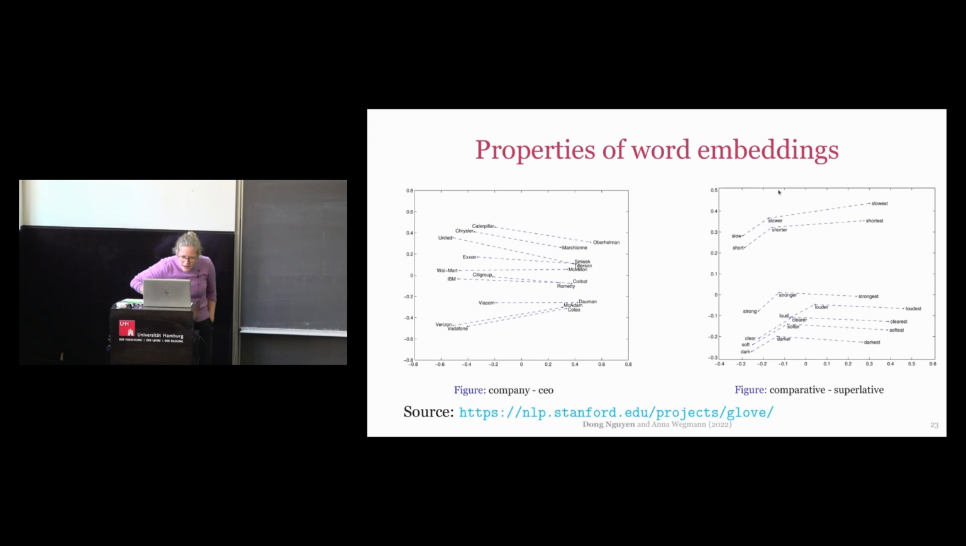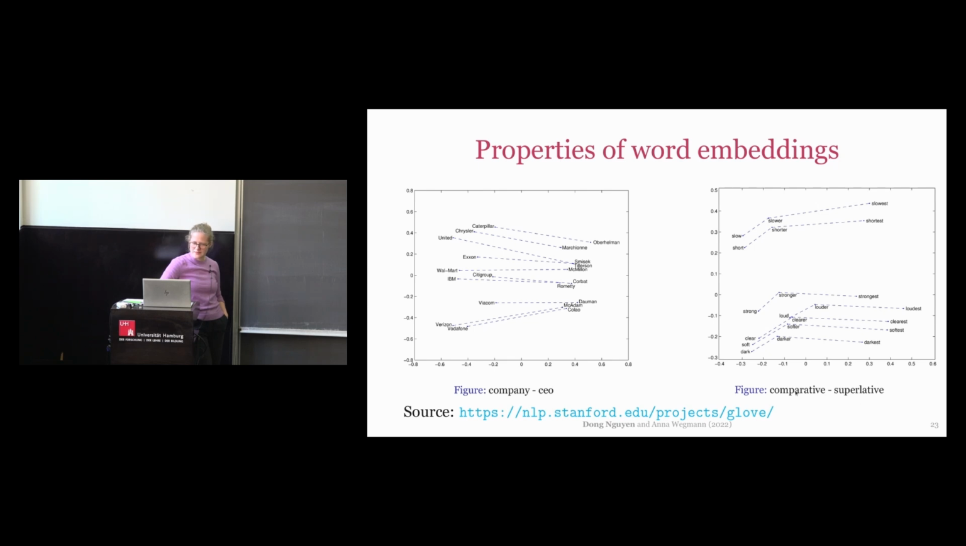So here, for example, you have, I believe, companies and their CEOs on the left. Oh, yeah, it's in the caption. And what you can then do in form of algebra is you have a vector going from IBM to Ramity, and then you can add that same vector to Vodafone, and then you will come about at the same place as the CEO of Vodafone.